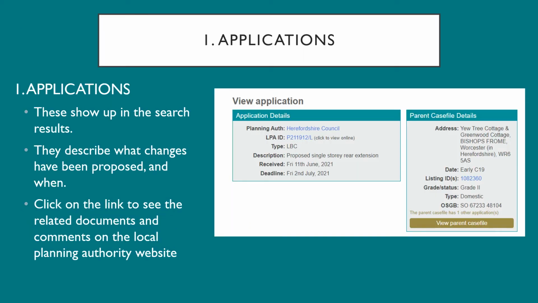Applications are the kind of record that shows up in a search, as we showed on the last screen. Now these describe what changes have been proposed and when they were applied for. They also have a link to the application on a local authority website, which you can click on to find out more detail and see all the documents online there.